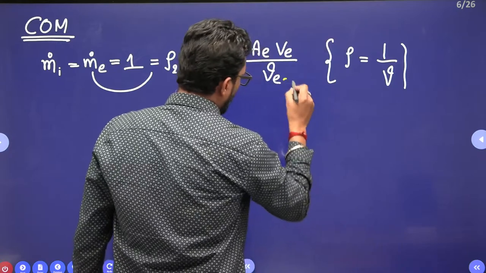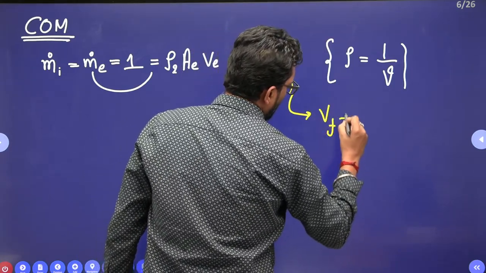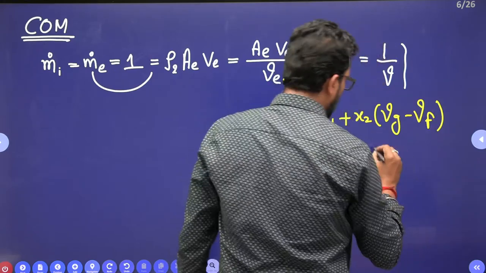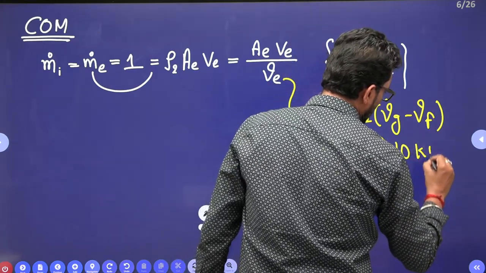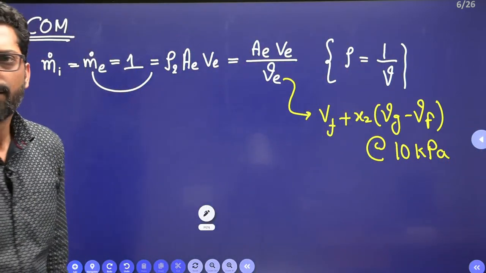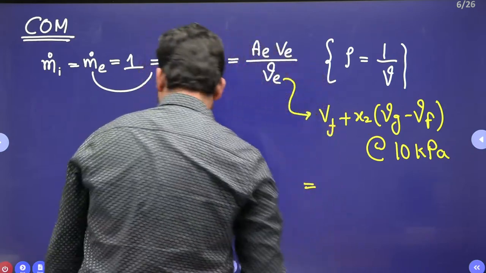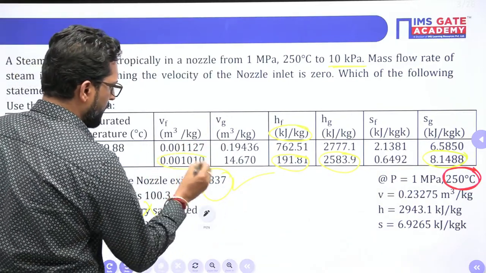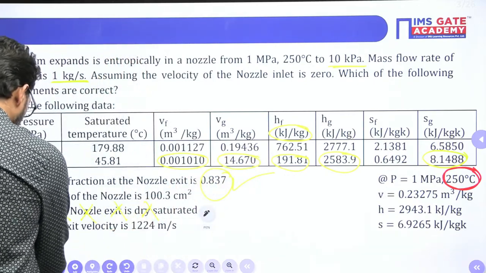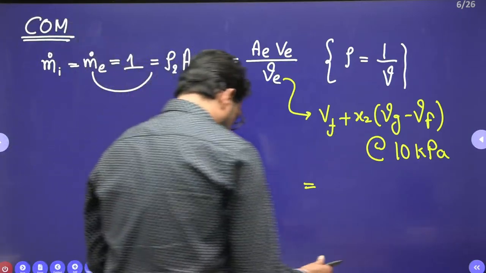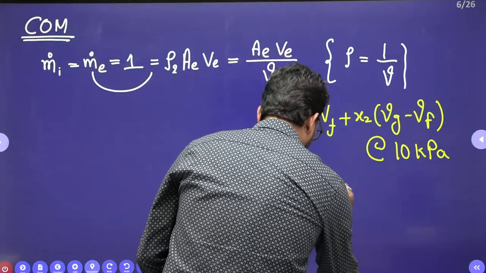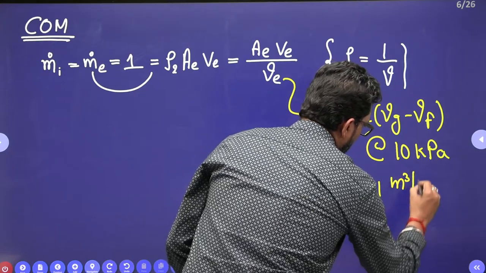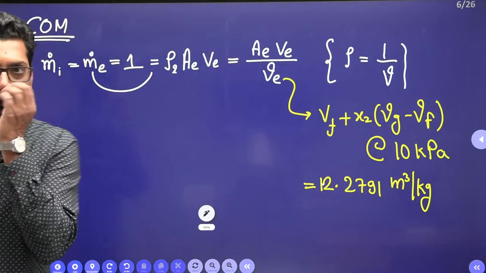But how to find v_E? v_E equals v_f plus x_2 into (v_g minus v_f), at which pressure? At 10 kilopascal. Now you have to calculate with v_f and v_g, all these values are given. Put all these values in. If you put these values, this is your 12.2791 meter cube per kg. Yes or not? 12.2791 meter cube per kg.